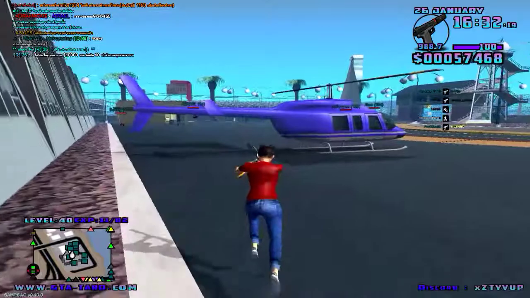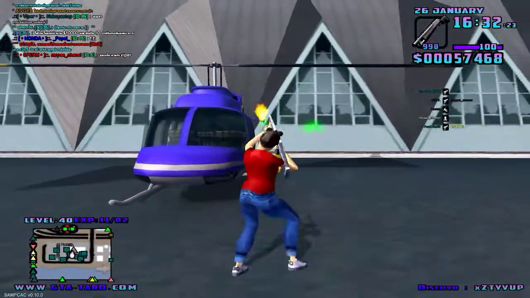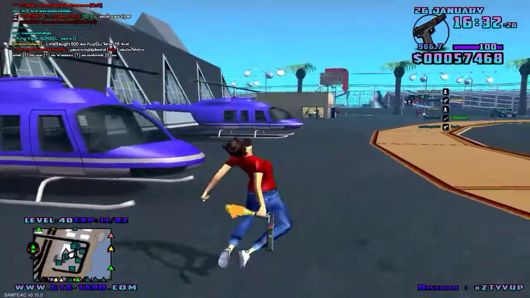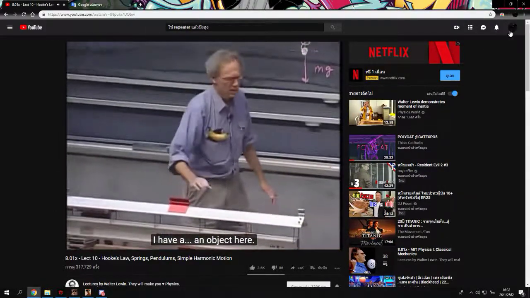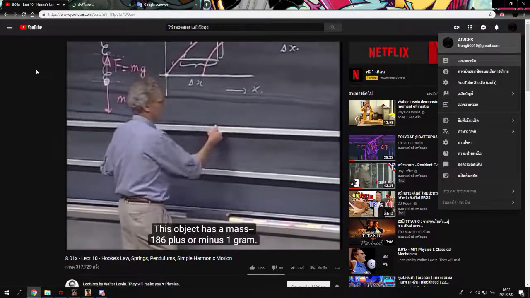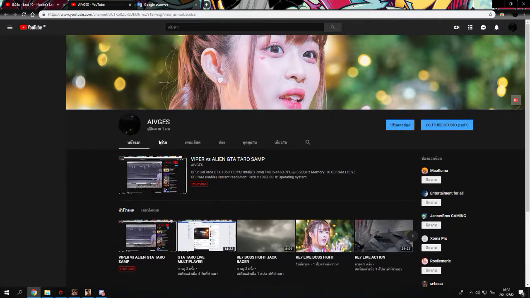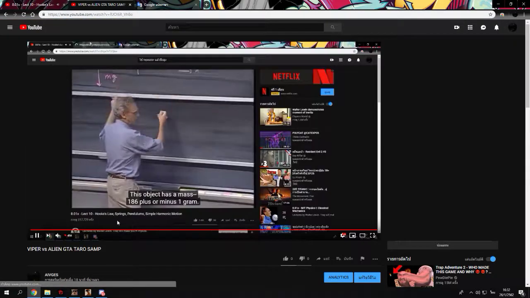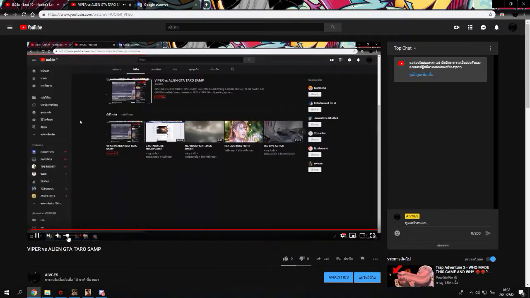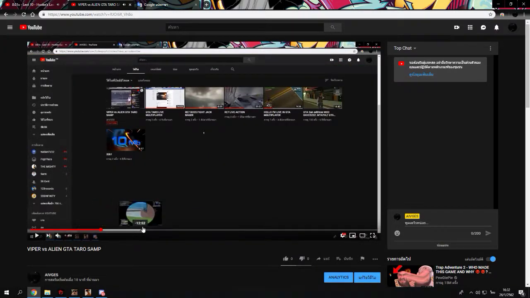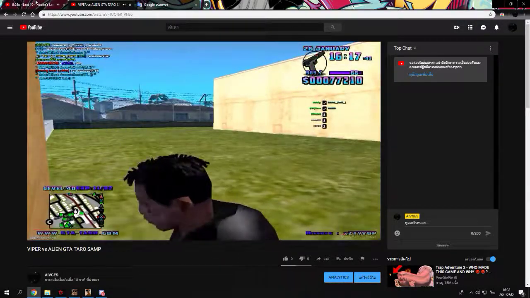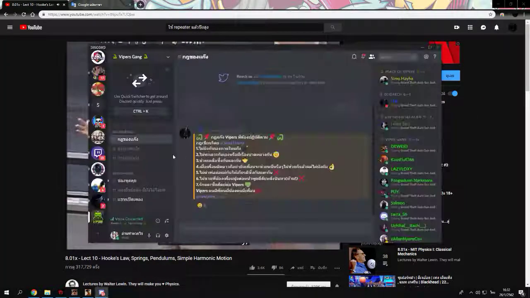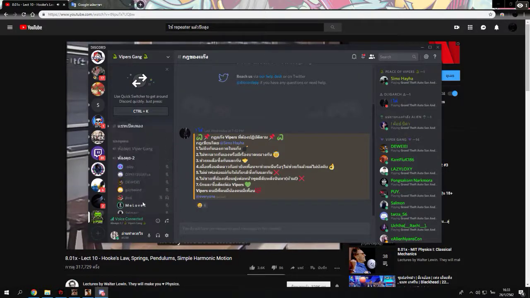amplitude that I give the object. And I want to do that here with this air track. I have an object here. This object has a mass of 186 plus or minus 1 gram. I'm going to oscillate it and measure the period. But instead of measuring 1 period, I'm going to measure 10 periods because that gives me a smaller uncertainty, a smaller relative error in my measurements.